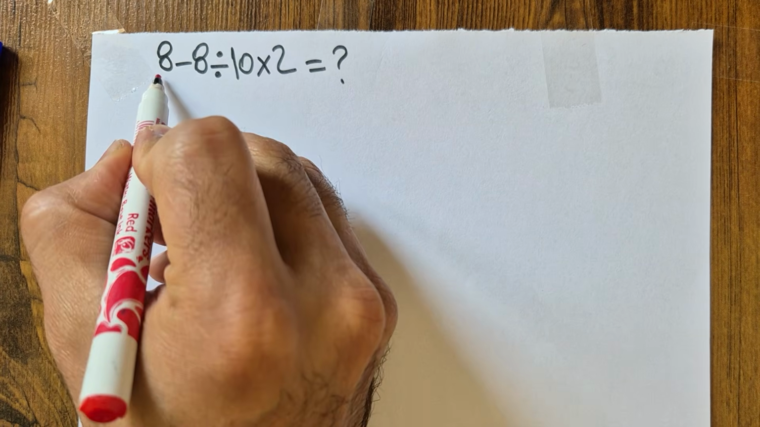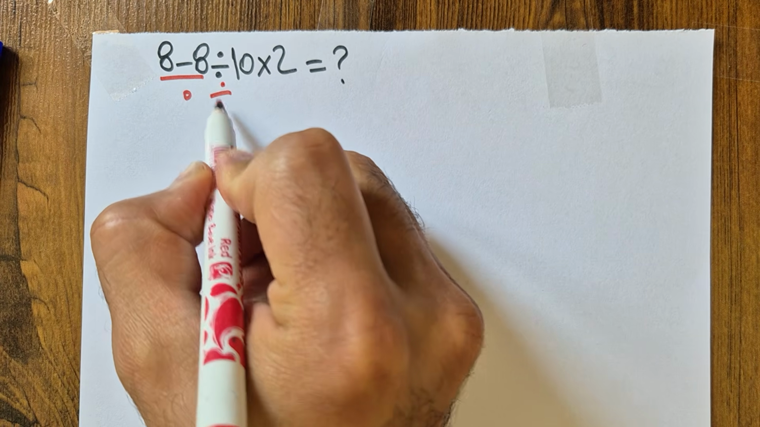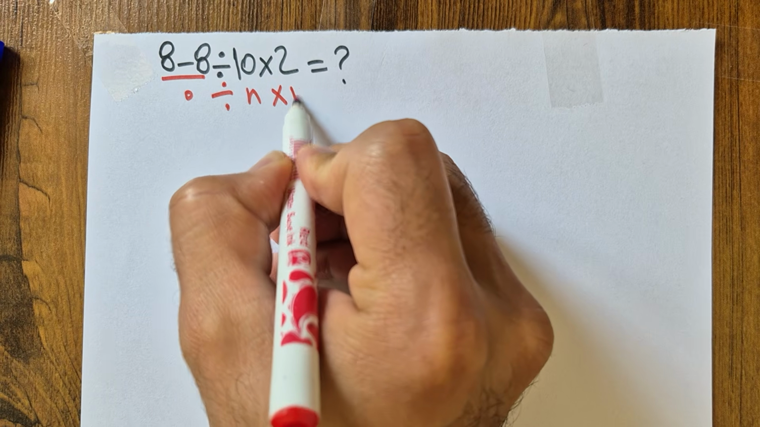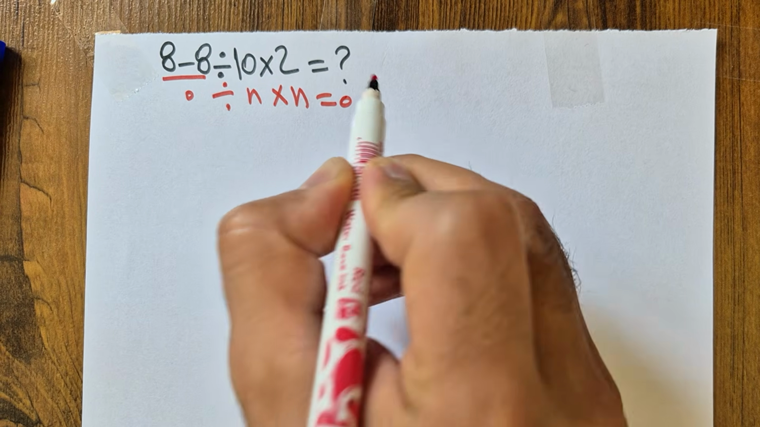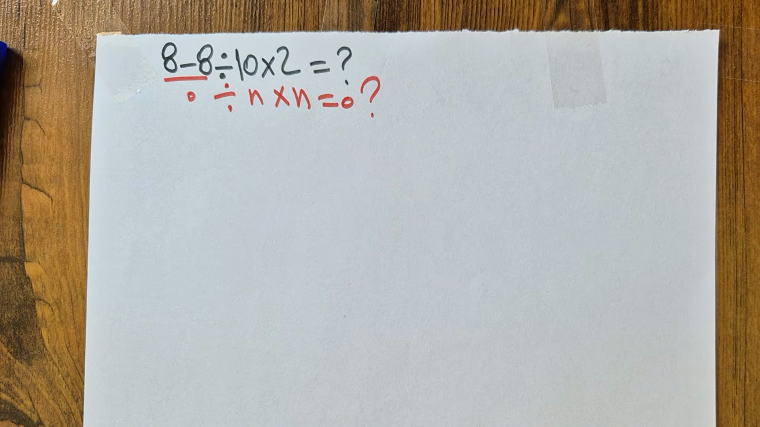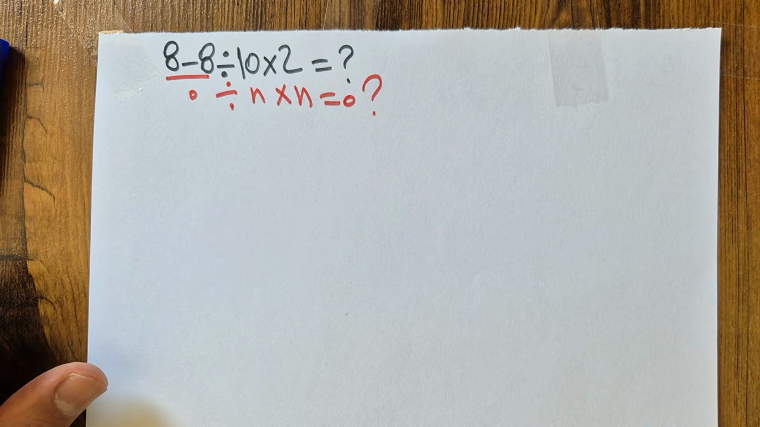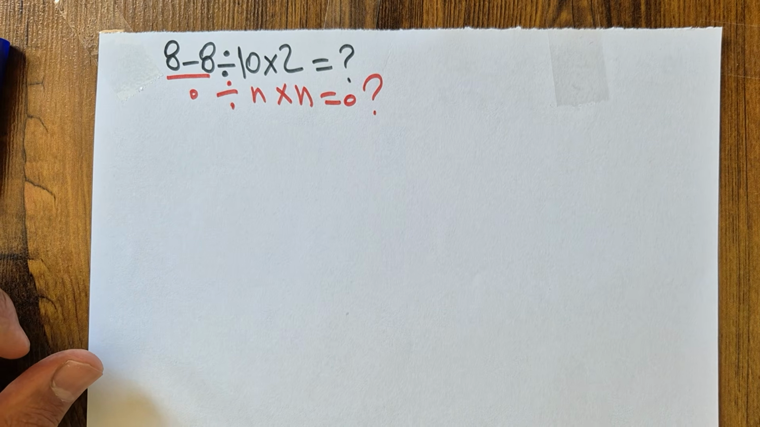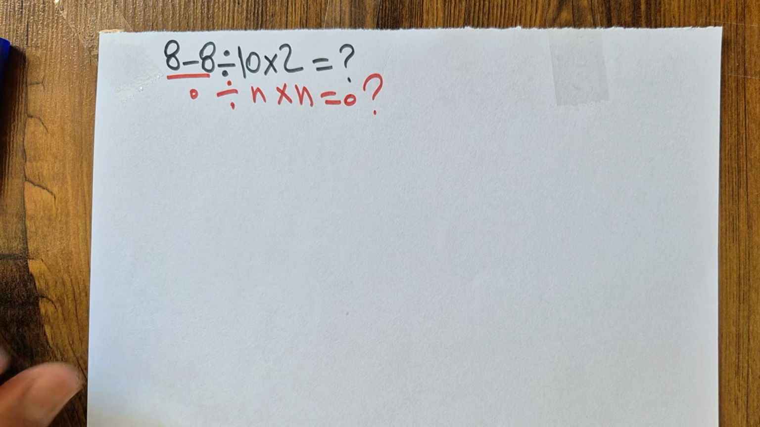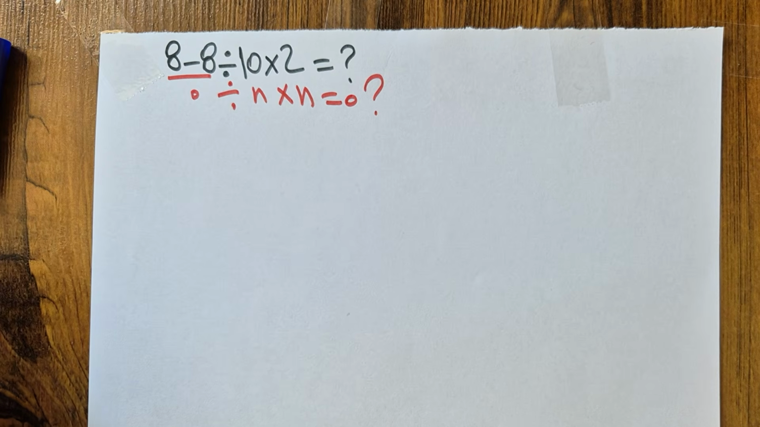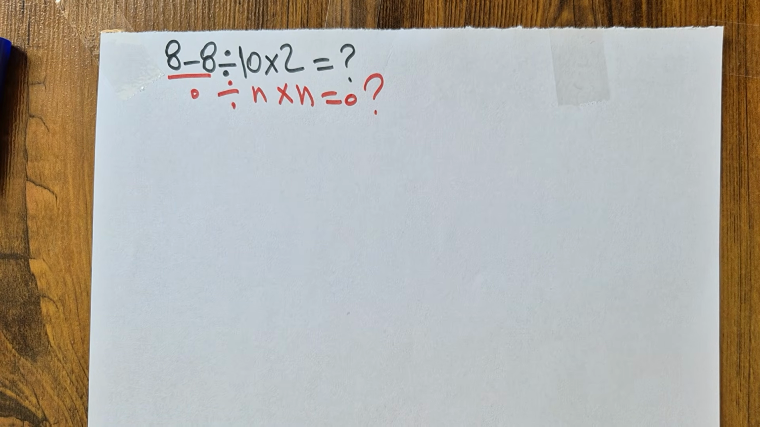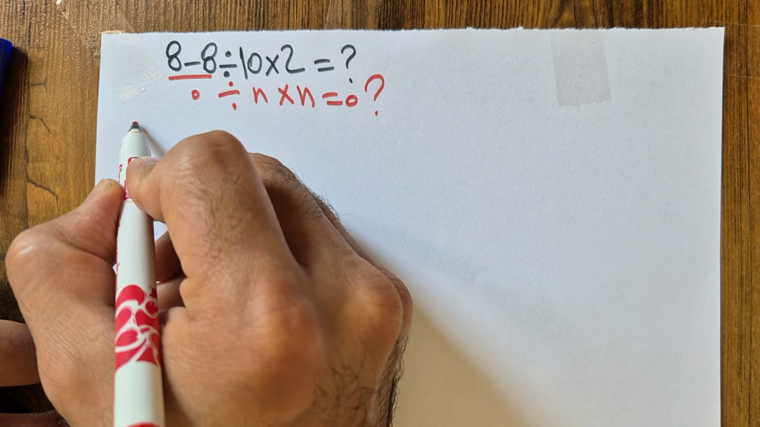8 minus 8 gives us 0, and then 0 divided by any number or multiplied by any number gives us 0. But unfortunately, that's not the right answer for this expression because you fell for a big trap, hook, line, and sinker, and that's the trap of order of operations. So if you're asking yourself if there is any order of operations, yes, there is an order of operations, and without this, everybody would be lost. So let's learn about this order of operations.